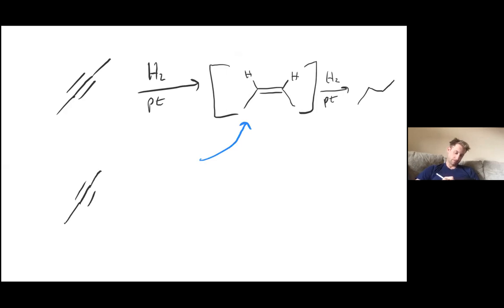So as I mentioned, our poison catalyst is called Lindlar's catalyst. So to do this reaction, you're going to add H2 and Lindlar's catalyst. And when we do this, this is going to let us create this double bond here.